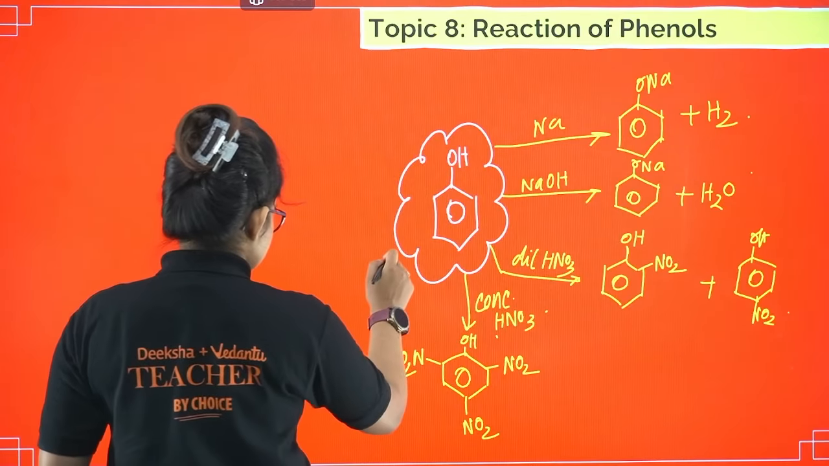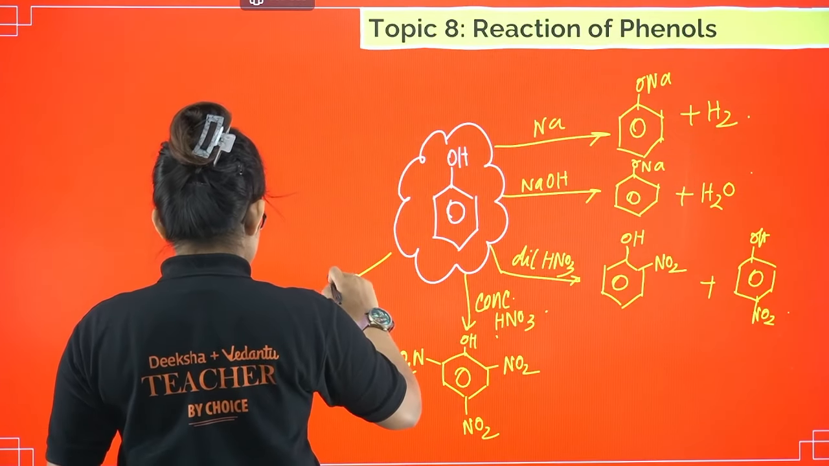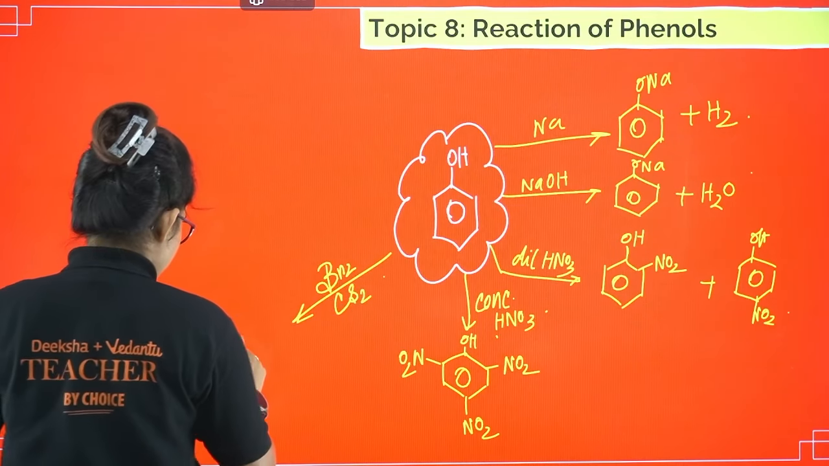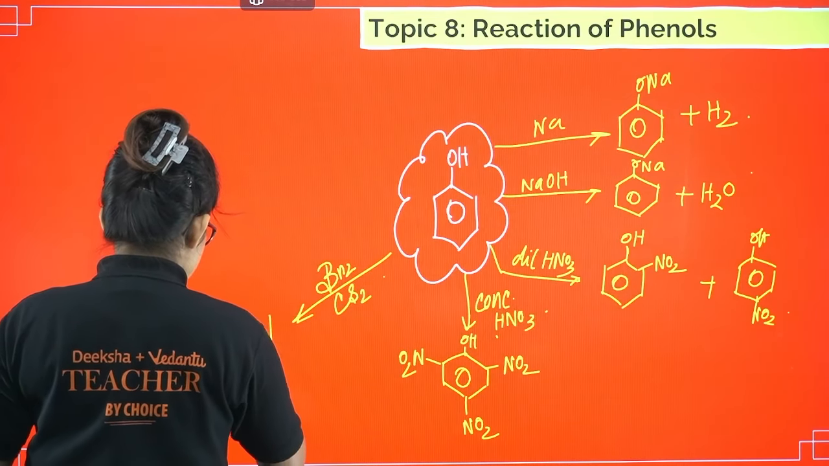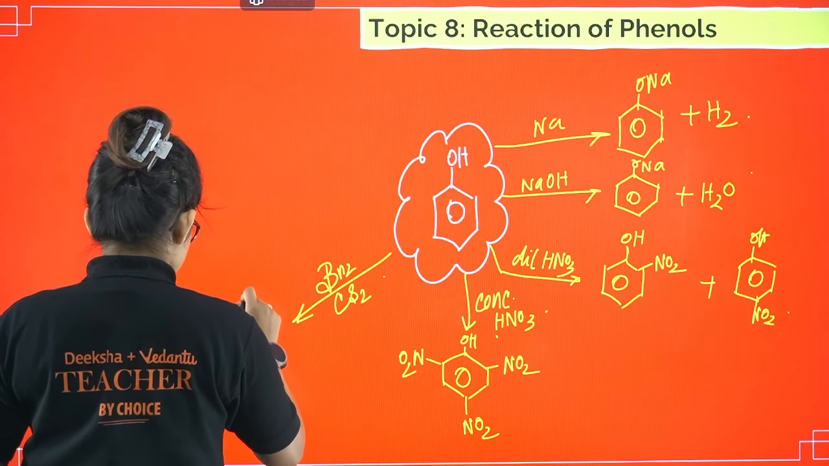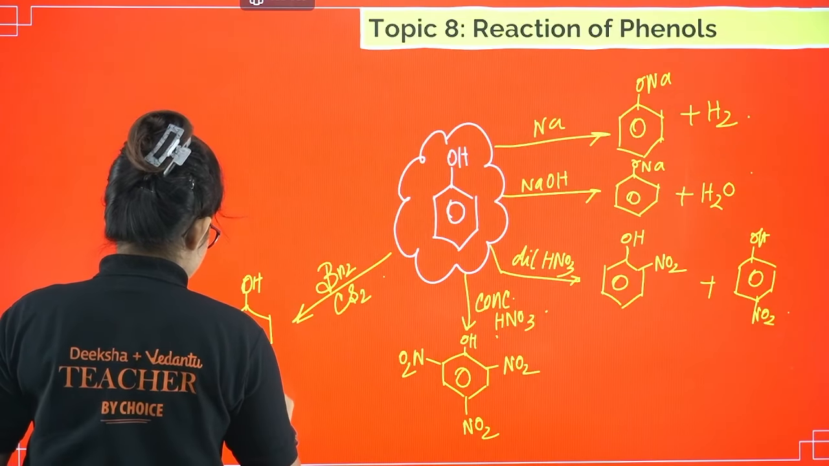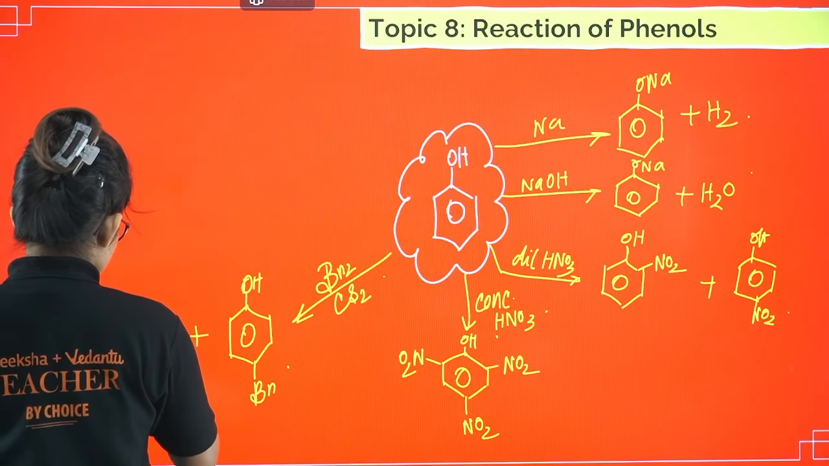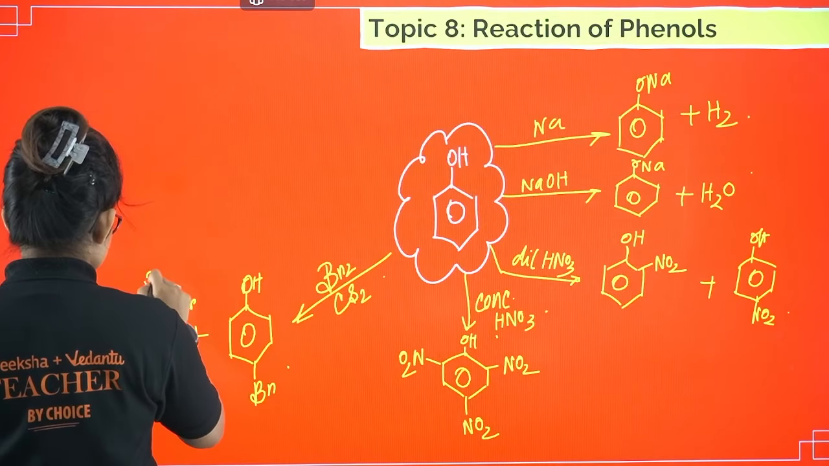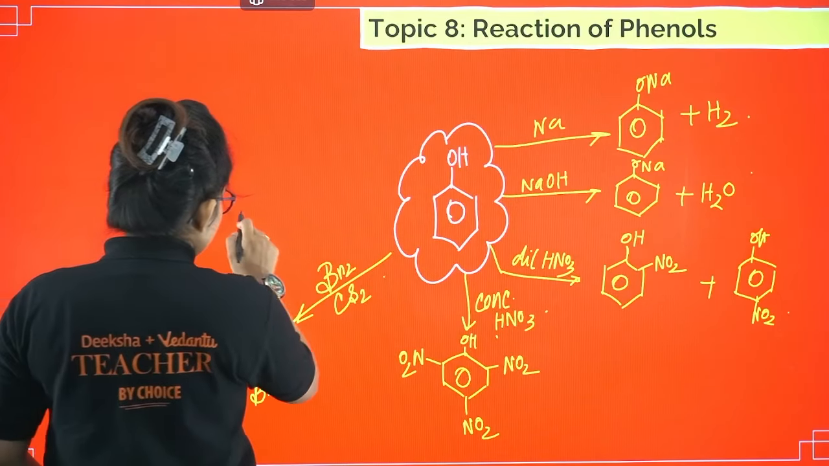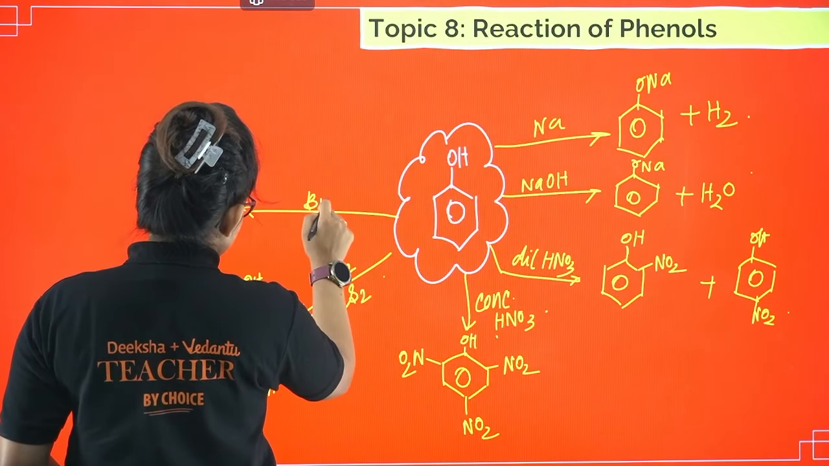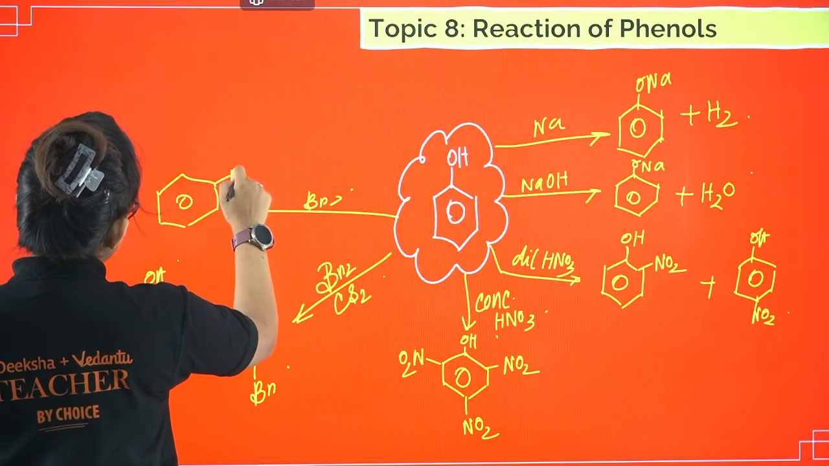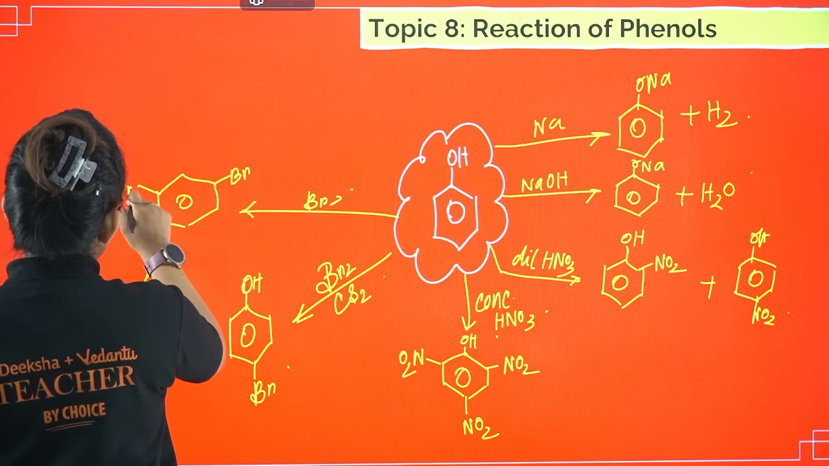Next, halogenation. I'm adding Br2 in the presence of carbon disulfide. So definitely Br will be added in the ortho position and in the para position. So here in the para plus here in the ortho position. Now I am adding Br2 in excess, so now ortho and para, all of them will be substituted with Br.